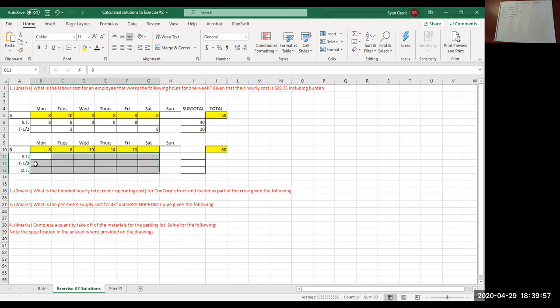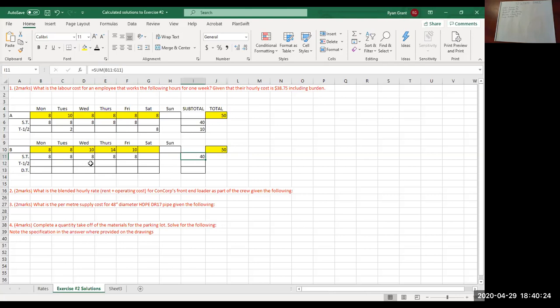So person B had slightly different hours. The total is still 50. You can see the different hours here. So again, I do the same exercise with the straight time. Bring down up to 8 hours each day. So that's the first row. So we have a subtotal here. So that's the first 40 hours, that's straight time.